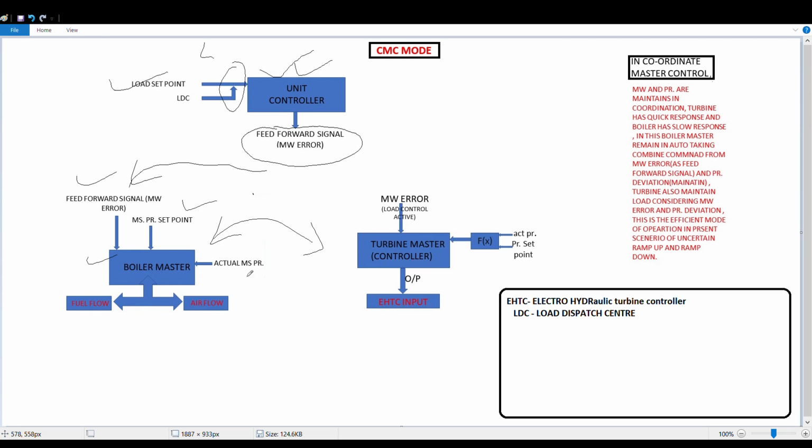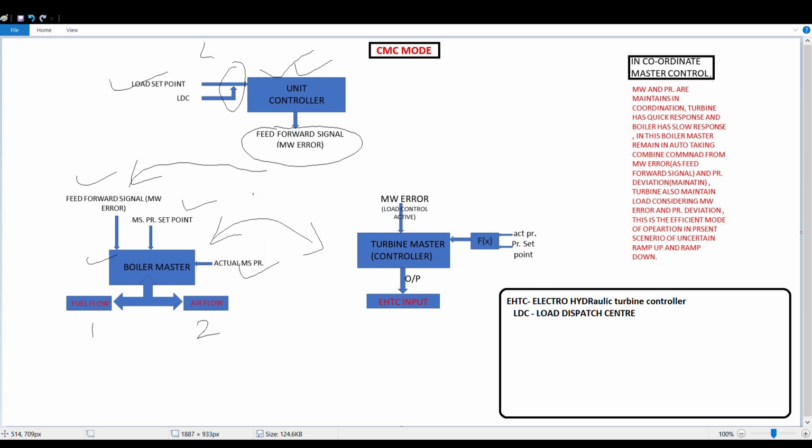Now there are three inputs to the Boilermaster, and two outputs. The first output is a fuel flow, and the second output is an air flow. Based on all the inputs, the Boilermaster is fed with some graph. That graph we can change. There are predefined values supplied by the OEM, and based on the input values, it decides the outputs, that is, the fuel flow and air flow.